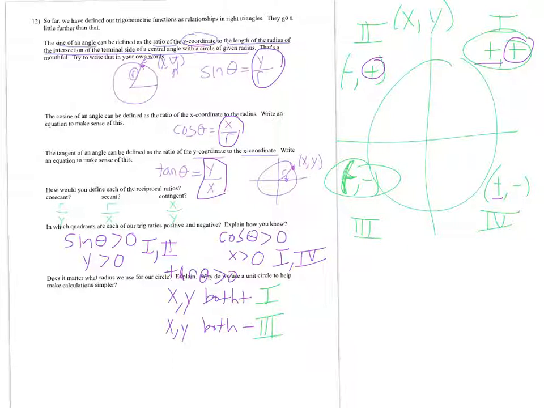The cosecant, secant, and cotangent go with their reciprocals. We don't need to talk about those separately. And finally on this page, does it matter what we use as the radius? And the answer is no.